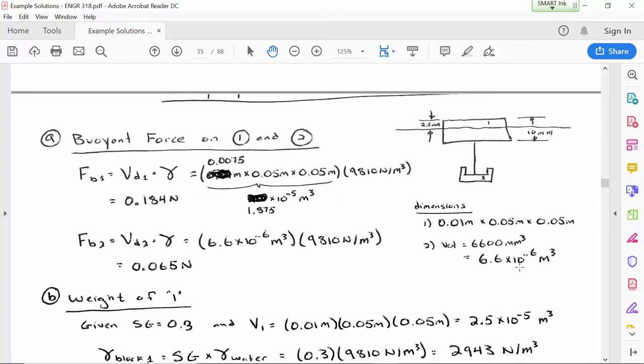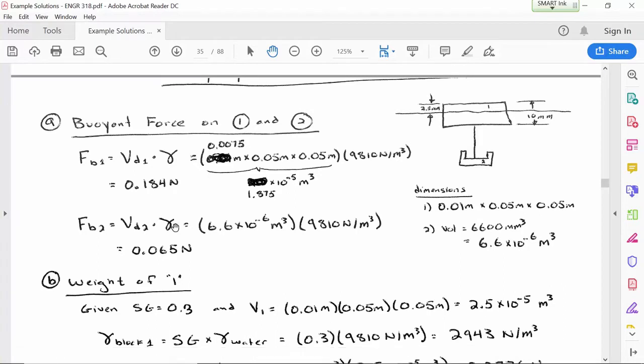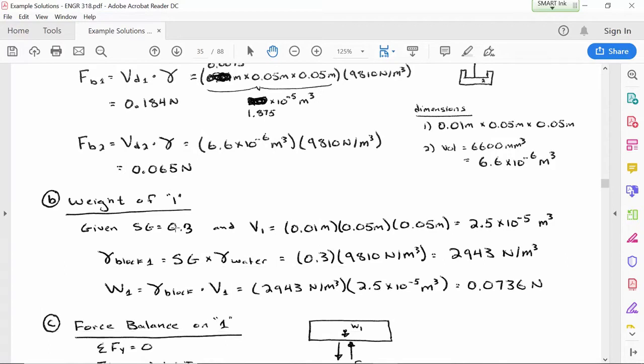So that conversion is here on the whiteboard. Okay, so I know both of the buoyant forces directly based on the submerged volume. Now the weight of object 1, we can't say that the weight of object 1 is just equal to the buoyant force. That only works if nothing else is pulling it down.